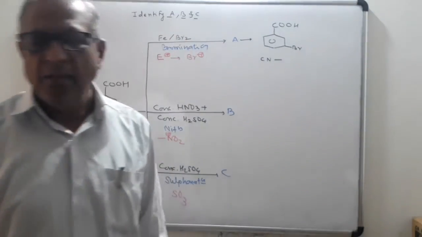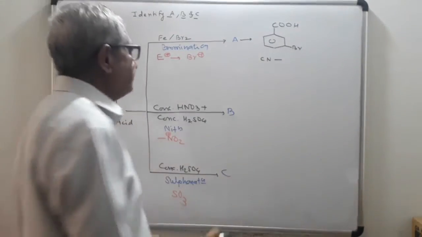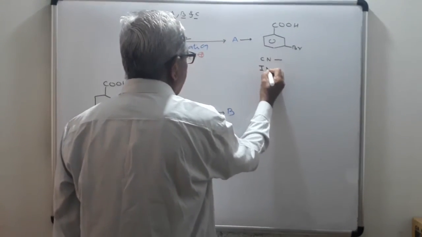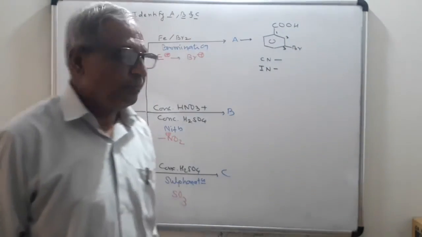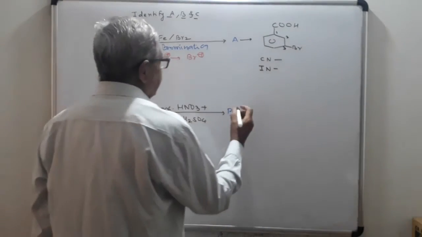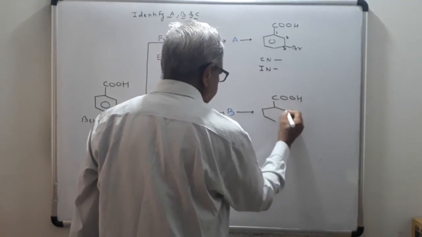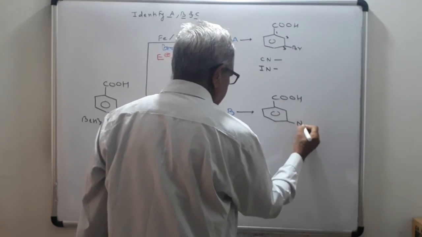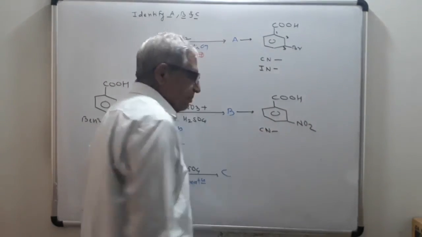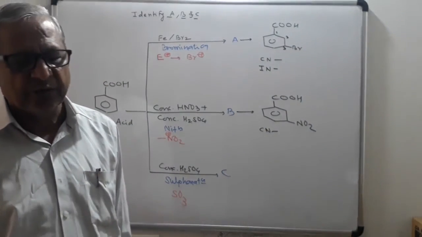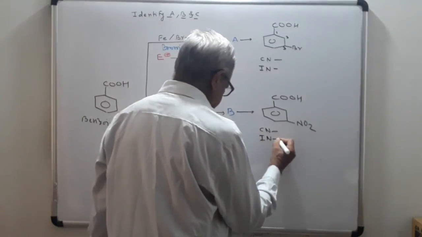See the common name, metabromobenzoic acid. I have taken it in the table. IUPAC name, 1, 2, 3, 3-bromobenzoic acid. See, the structure of B will be like this: COOH, benzene ring. It is a nitration reaction. The electrophile is nitronium. A common name of this compound is meta-nitrobenzoic acid. IUPAC name 3-nitrobenzoic acid.